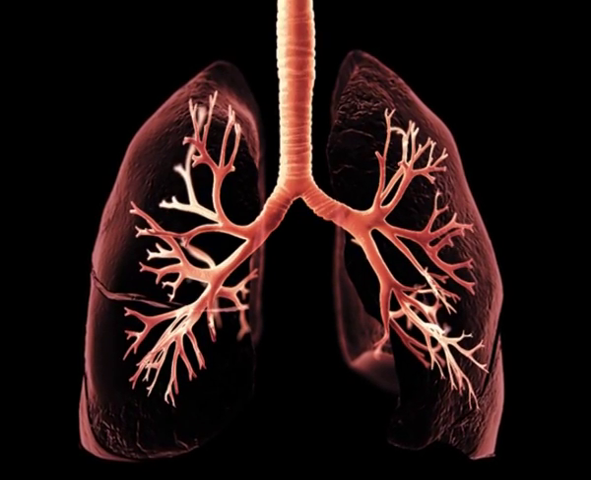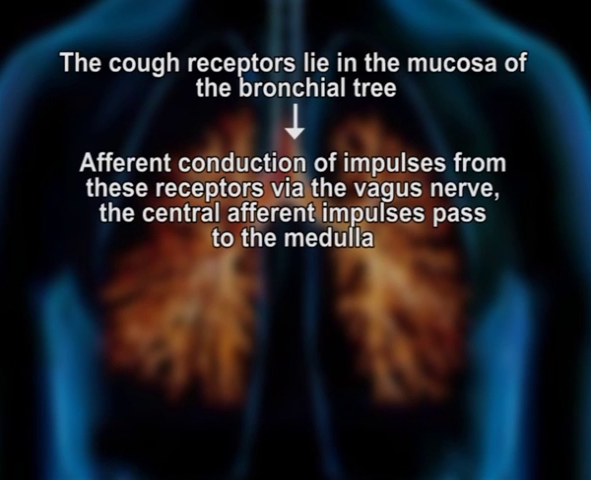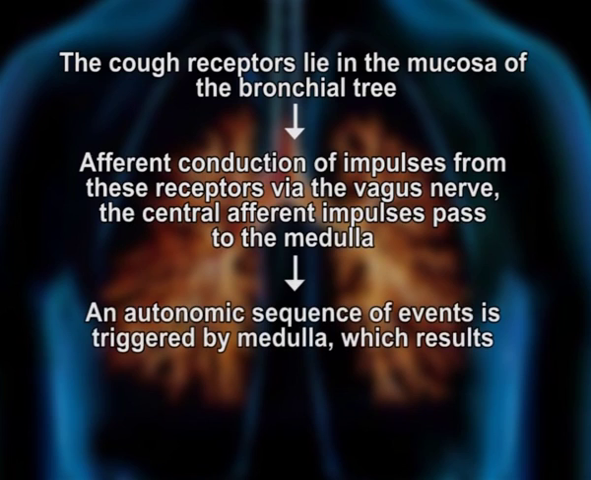It involves the following events. The cough receptors lie in the mucosa of the bronchial tree. Afferent conduction of impulses from these receptors occurs via the vagus nerve, and the central afferent impulses pass to the medulla. Then, an autonomic sequence of events is triggered by the medulla, which results in cough.